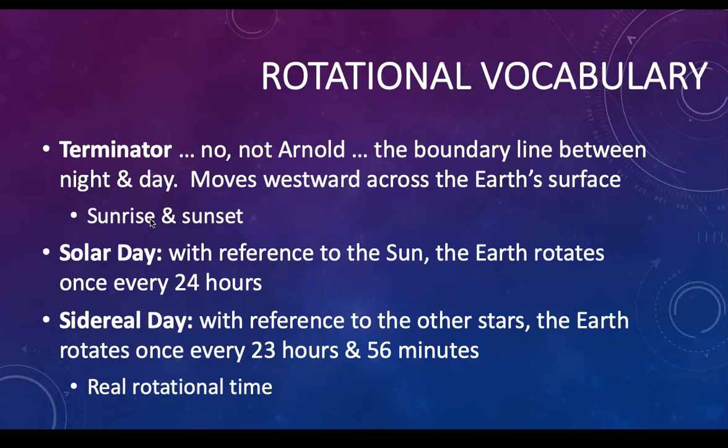But there's another day that is actually, they say, the real rotational time of the Earth. It's 4 minutes off. All right, 4 minutes off. With reference to the rest of the stars, the Earth rotates 23 hours and 56 minutes. In other words, pick one star in the sky, wait till we rotate all the way around once till that same star is in the same place again, and it is 23 hours and 56 minutes. They call it a sidereal day. Sidereal day. Sidereal. Weird word, I know.